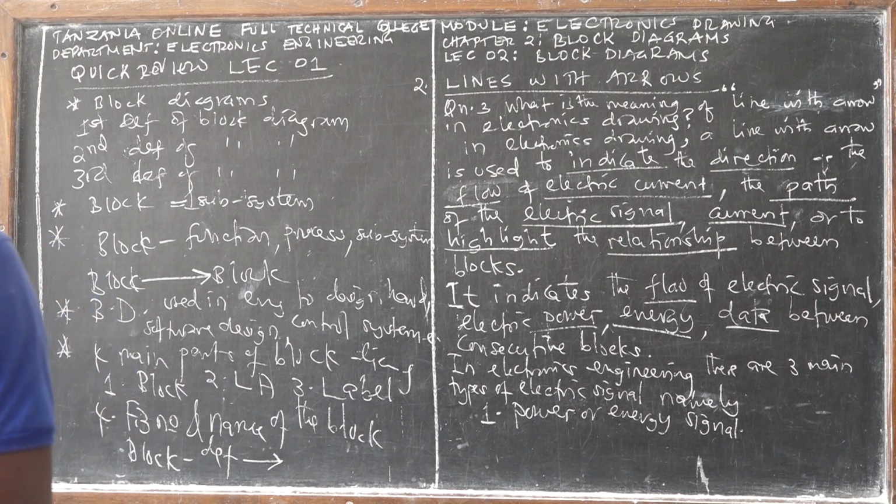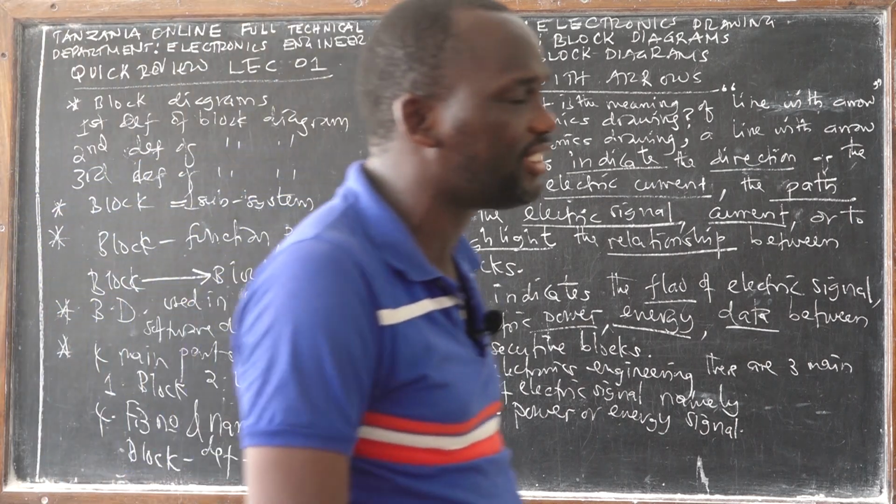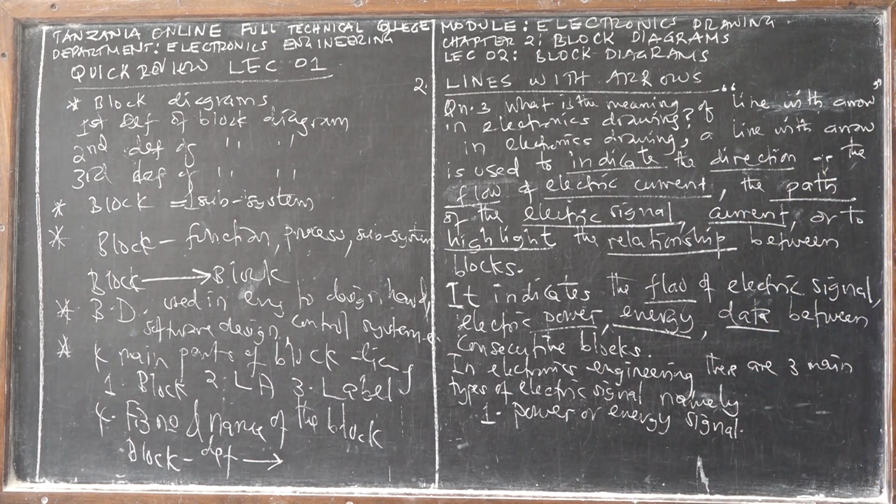So when you talk about power or energy signal, this is the type of signal that we are using in the electronic system to provide power. So it's not the information signal that may be required to be processed by that system. No, it's just the power signal.